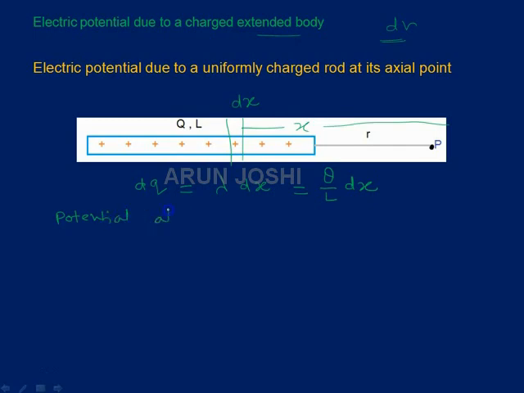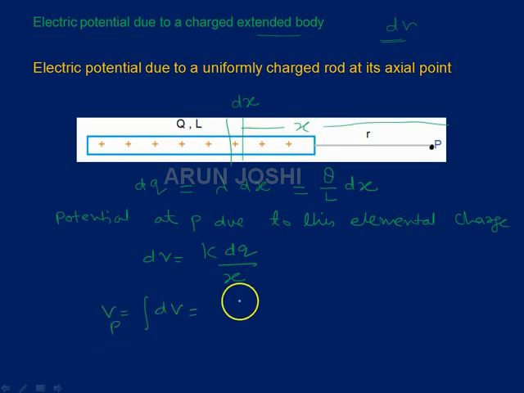Now tell me what is the potential at point P due to this elemental charge. All of you will say dV equals k dq by x. Is it clear? And you sum all such elemental charge potentials, so you will integrate it to get the net potential at point P.